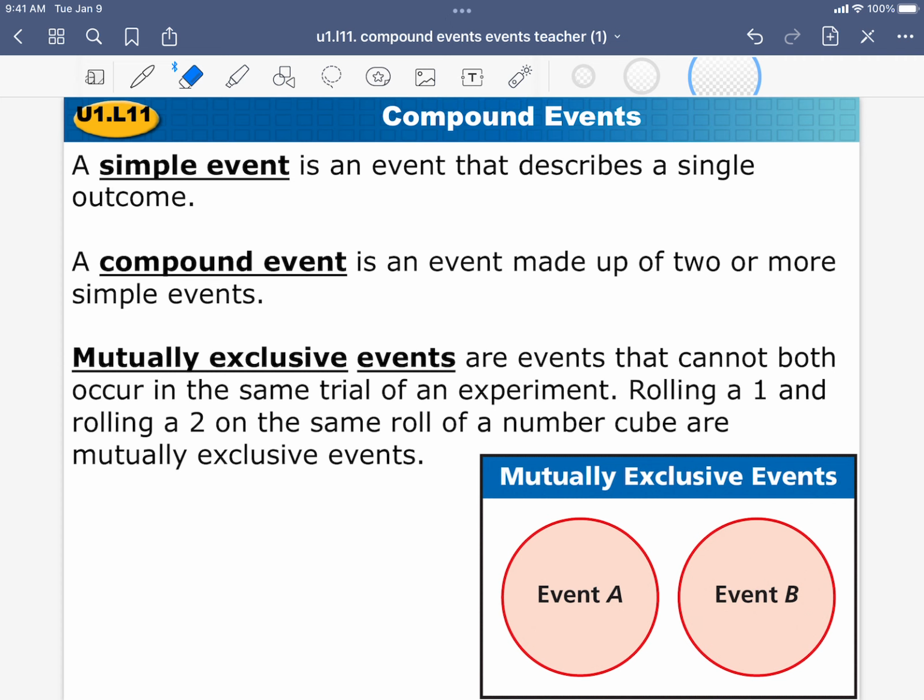So flipping a coin and having it land on heads and tails in the same flip is mutually exclusive. Rolling a 1 and a 2 on the same roll of a dice is mutually exclusive. So mutually exclusive events both cannot happen at the same time.